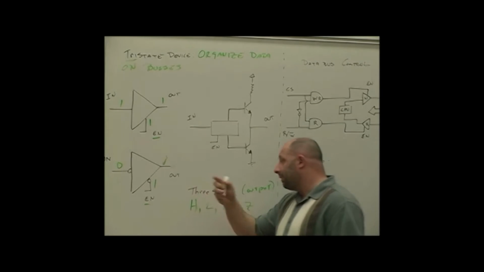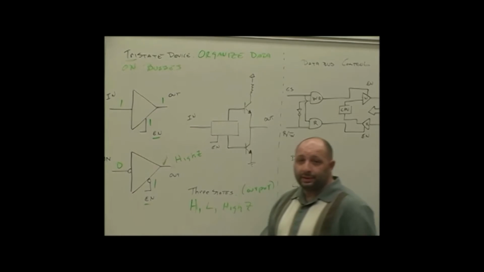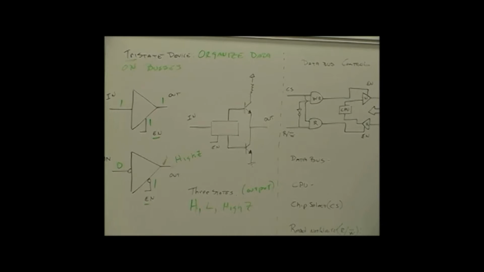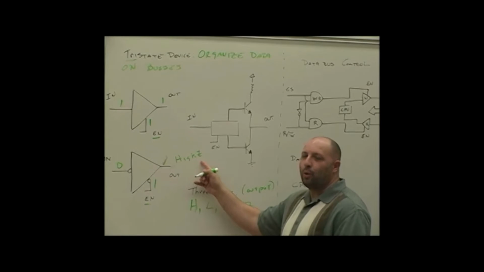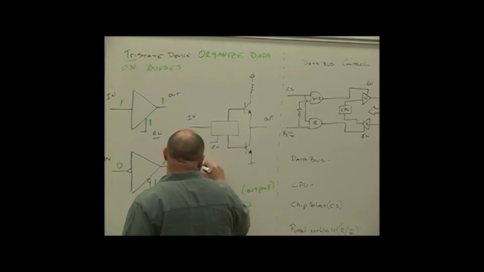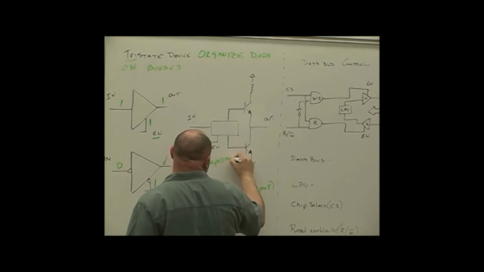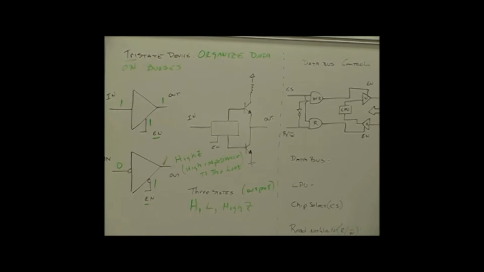High Z. If this thing's off, it's high Z. High impedance, because Z is impedance, isn't it? Yes. Can we say high impedance to the load? High Z, high impedance to the load. It's the same thing. Here, I can write it down. Impedance, I'll write the word. High impedance to the load, high Z, same thing.